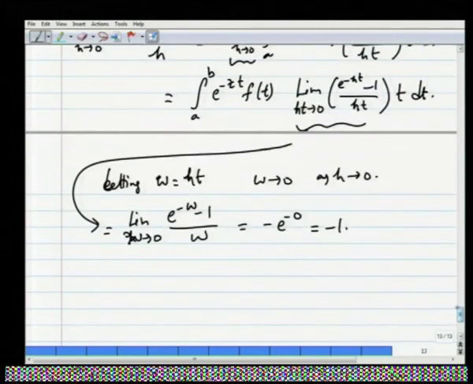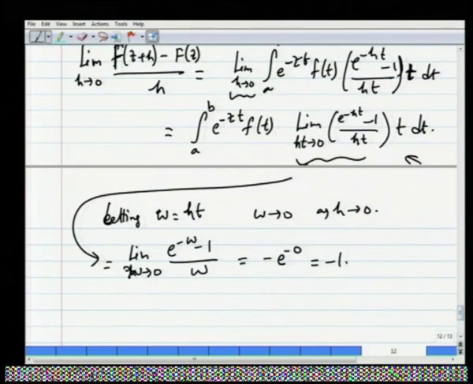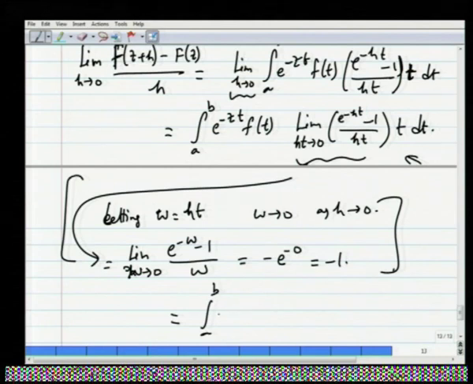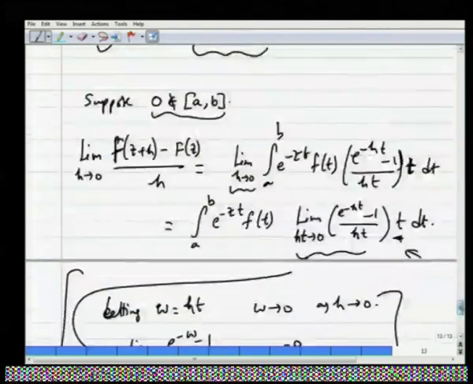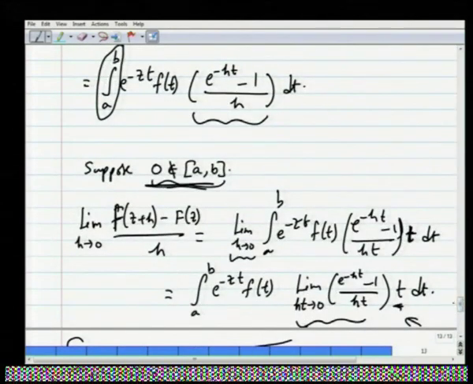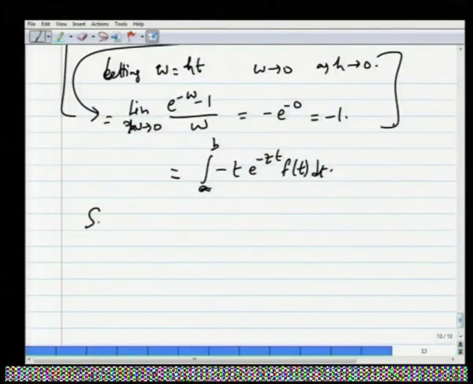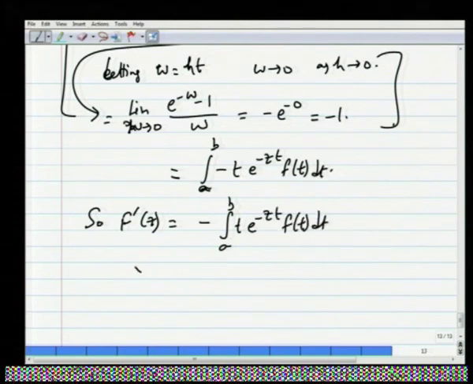So, with that I have this equal to integration from a to b of -t e^(-zt) f(t) dt, taking this t here. So, the derivative exists, and so if 0 does not belong to this interval a b, I have shown that F is entire. So, F'(z) is equal to minus integration from a to b of t e^(-zt) f(t) dt, for each z belonging to C, and hence capital F is entire.